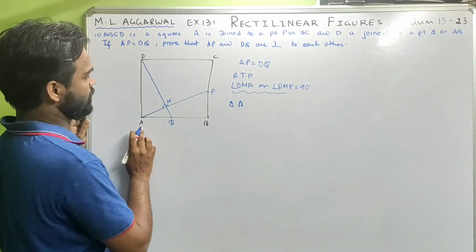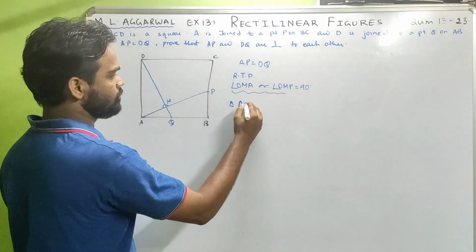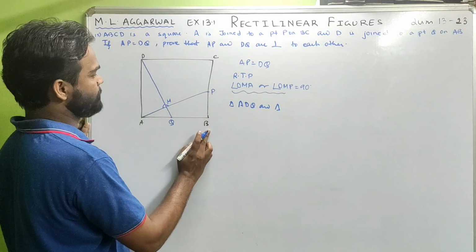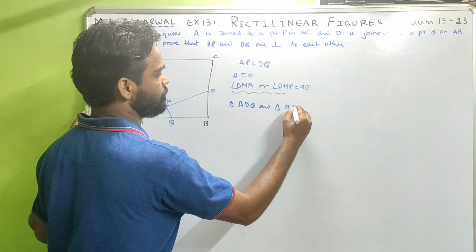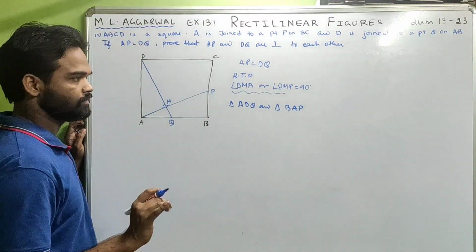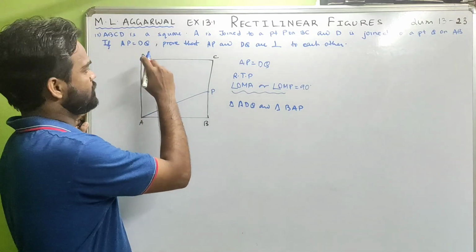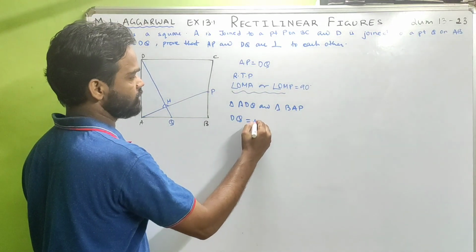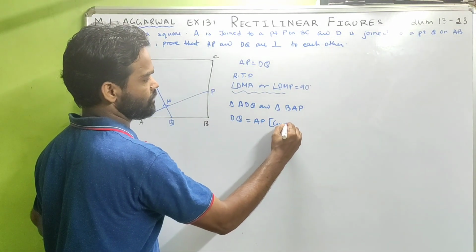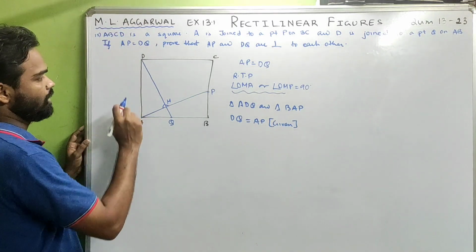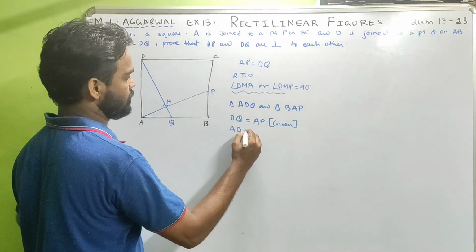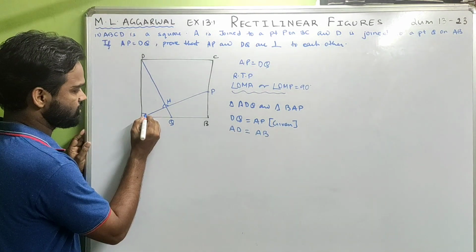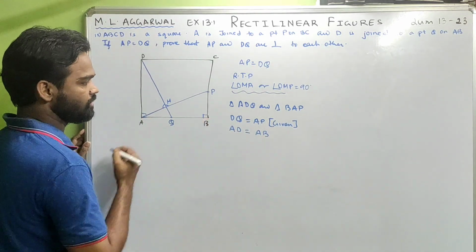and triangle BAP. Okay. First of all, DQ equals AP. That is given to us, isn't it? AD is equal to AB, sides of the square, isn't it? And this angle is 90 and this angle is 90.